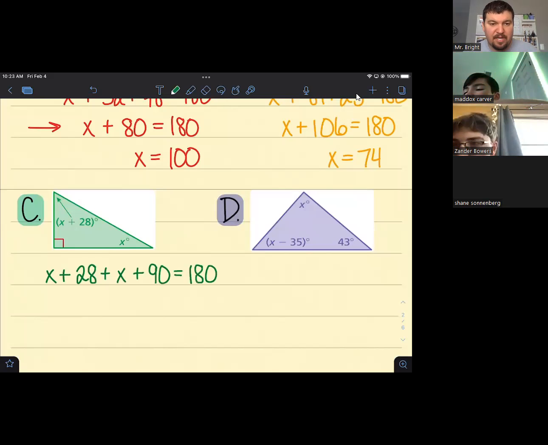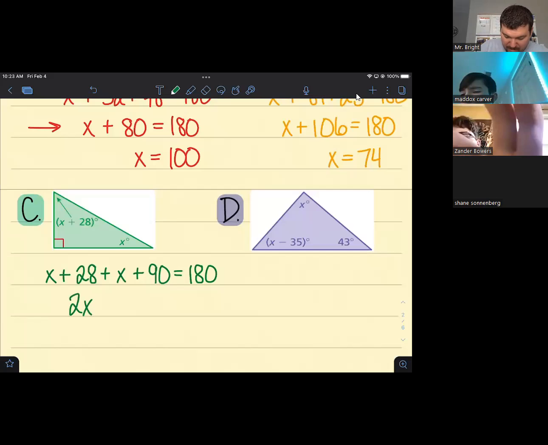Now, notice I did not put the x plus 28 in parentheses like they did, because I'm just going to be adding all this together. So the fact that it's in parentheses really doesn't mean anything. So I'm going to combine my like terms to get two x's here. And then 28 and 90 would combine to give us 118.